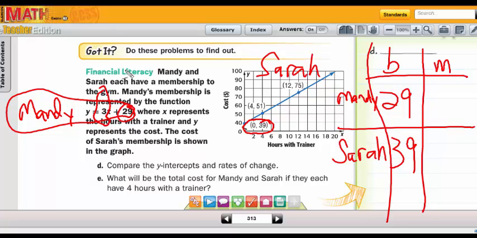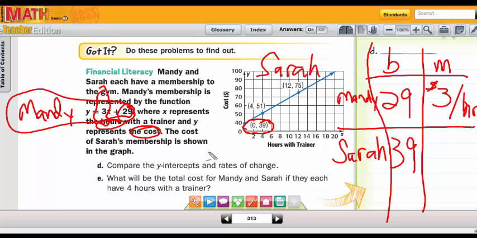Now our rate of change for Mandy is also very easy. We're going to read it right from the equation. Our rate of change is 3, and since it's rate of change, let's put a unit on that. We're talking about dollars per hour. X represents hours with a trainer, and Y represents the cost. So we're going to have $3 per hour for Mandy.